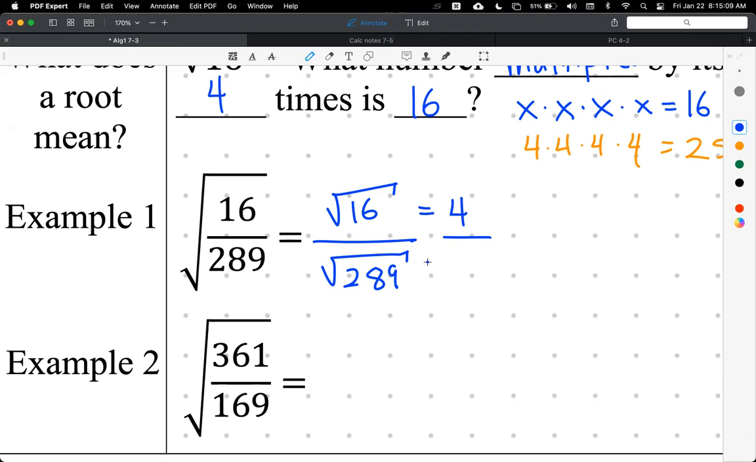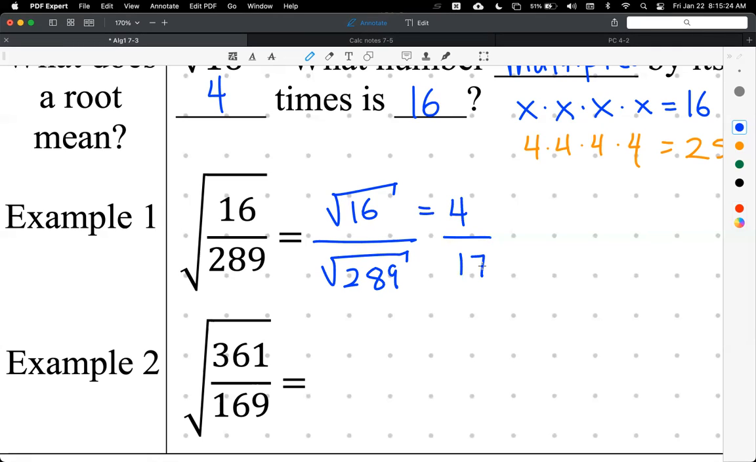Okay, well, it's still a fraction. Now, what is the square root of 289? Let's just do a quiet raise hand for this one. The square root of 289, Carlos? 17. And there it is, good.